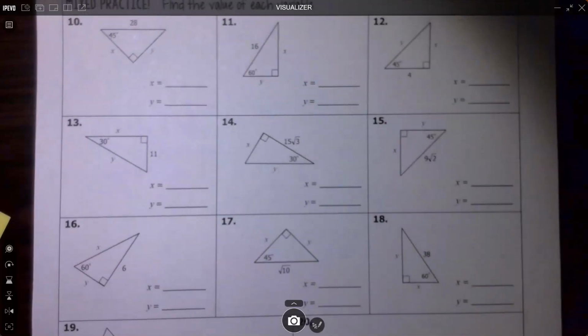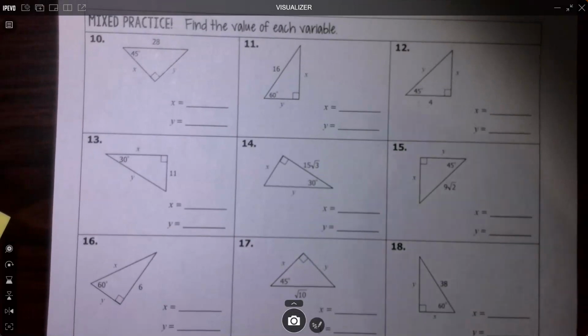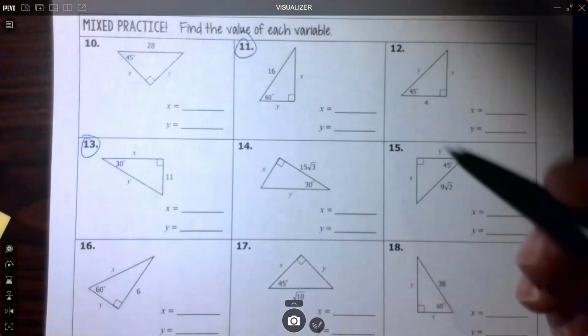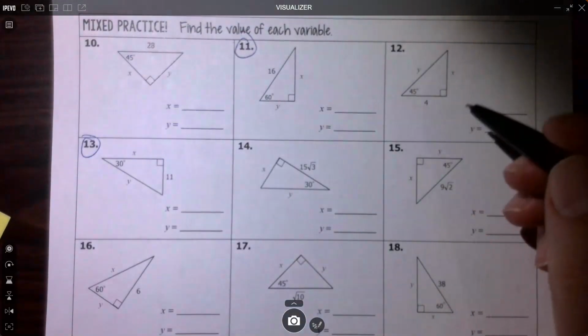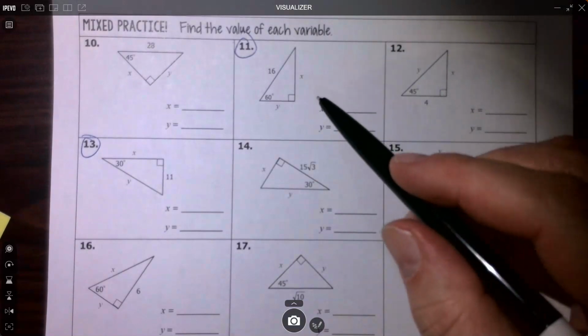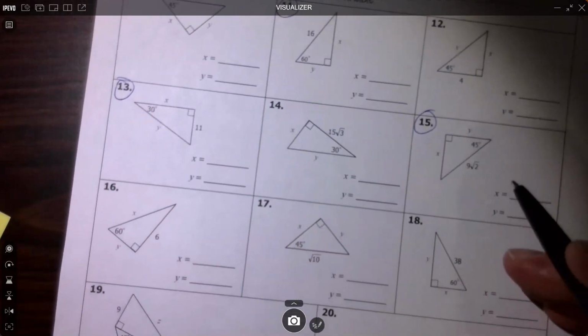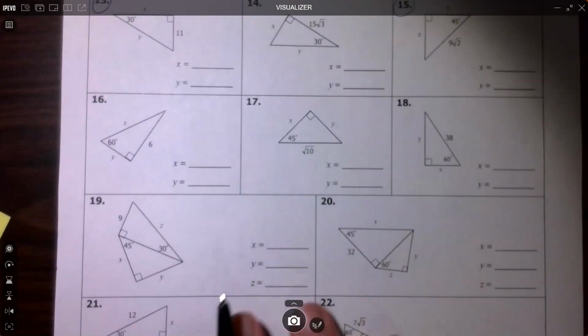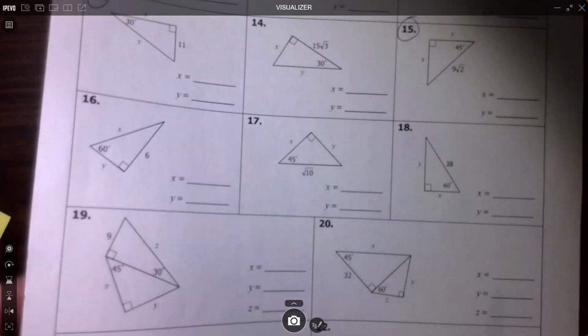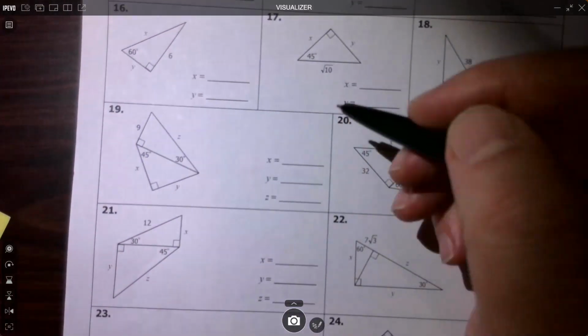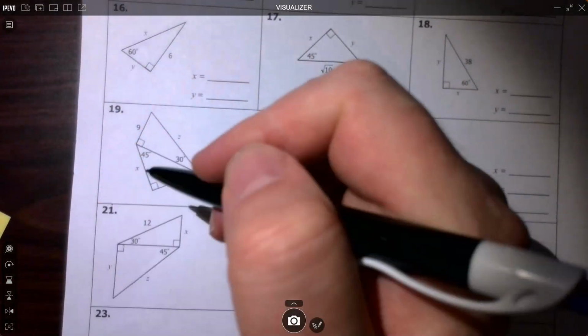All right, so I'm going to do, let's see. Actually, I'll do 11, 13, let's see, that's a 60, that's a 30, that's 15, and then I want to do some of these little crazy ones down here, so I'm going to do 20, I'll do 23. Okay, so I'm going to just do these 4.